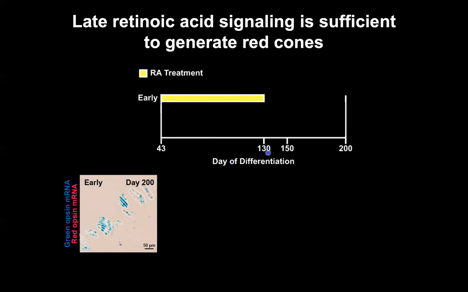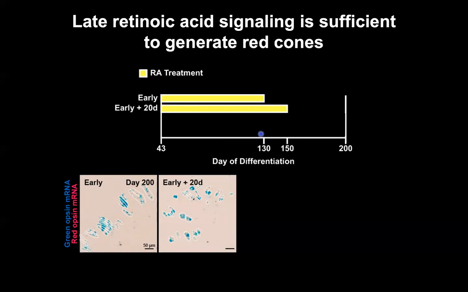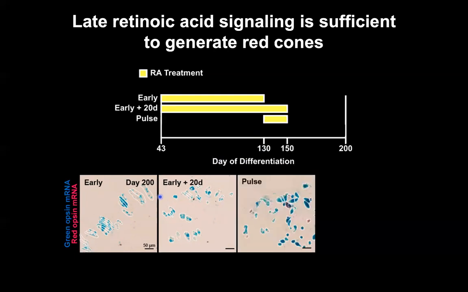Retinoic acid was stopped at day 130 because it was previously thought to be required for the generation of a variety of cell types in the retina, but not their maintenance. If I extend the window of retinoic acid signaling 20 days, we see little change and mostly green cones. If I pulse retinoic acid from the 130 to 150 day window, we start to see the presence of red cones with a minority of co-expressing cones.